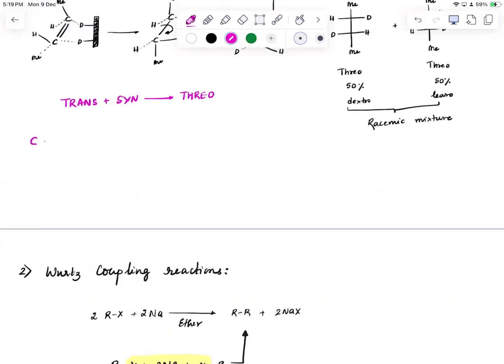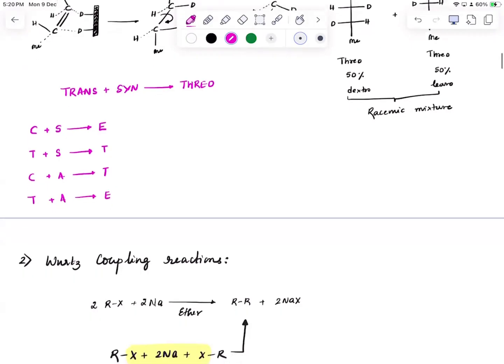That is, cis plus syn addition will give you erythro. Got it? Okay. While trans plus syn will give you threo. Similarly, cis plus anti should give you threo and trans plus anti should give you erythro. This is the way you need to remember. And it works the reverse way also.